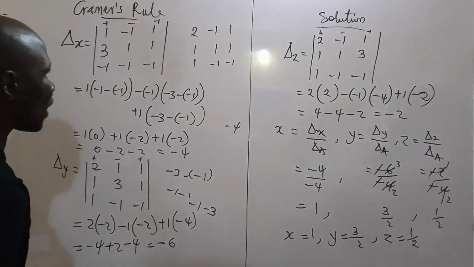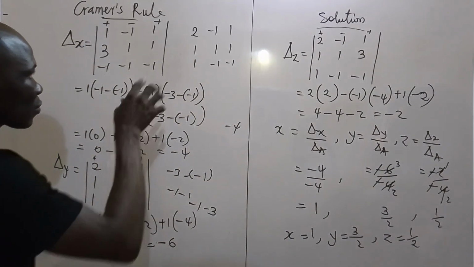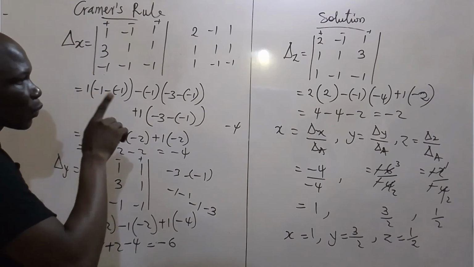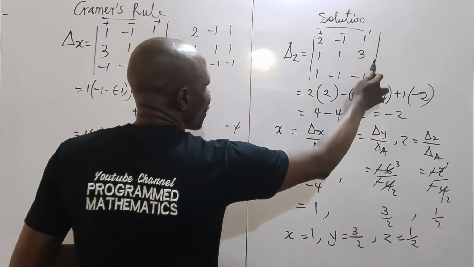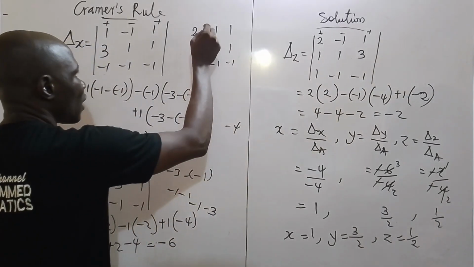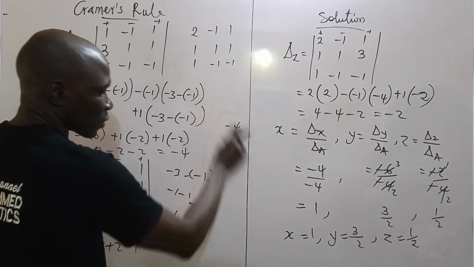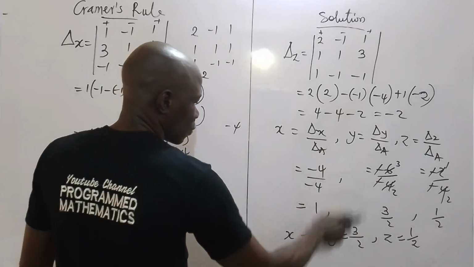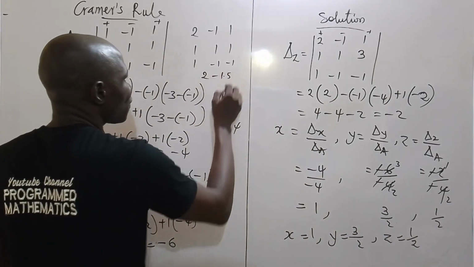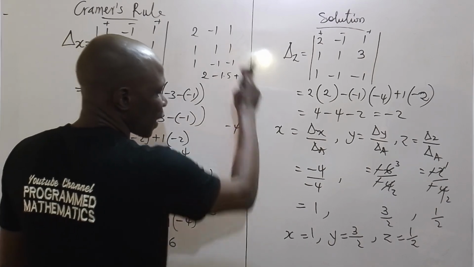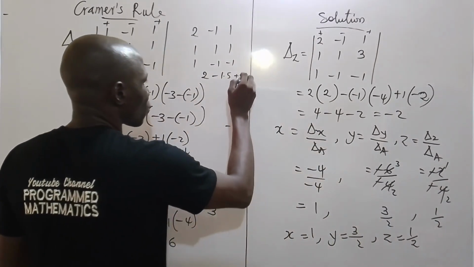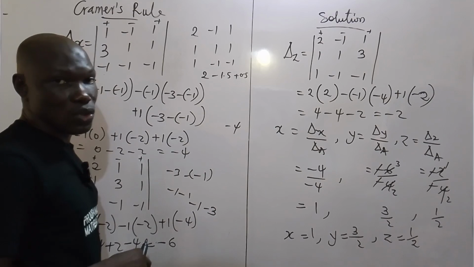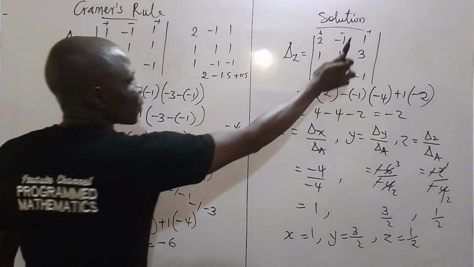So if you want to cross-check that, you can do that using the first equation. Don't forget the first equation, we are supposed to have 1, 3, minus 1 as a final answer. So for x here, this is 2x. X is 1. So 2 times 1 is 2. Then minus y. Y is 3 over 2. That's minus 1.5. Then plus 1z plus z. Z is 0.5. 2 minus 1.5 is 0.5. 0.5 plus 0.5 will give us 1 here.